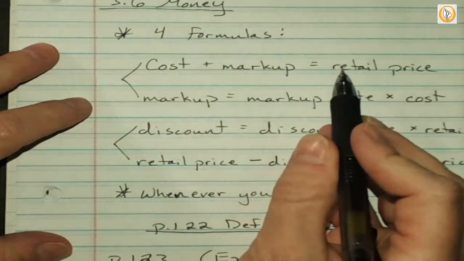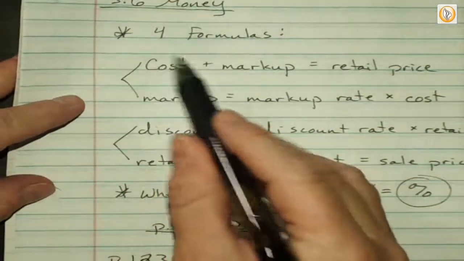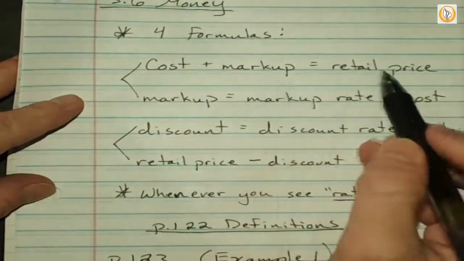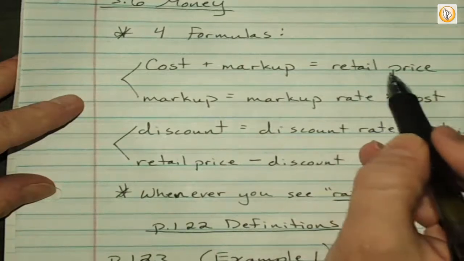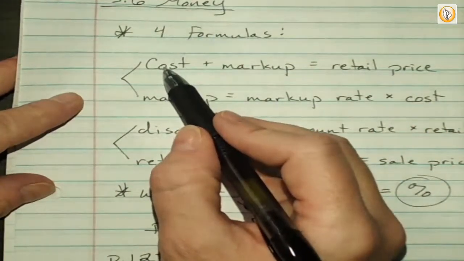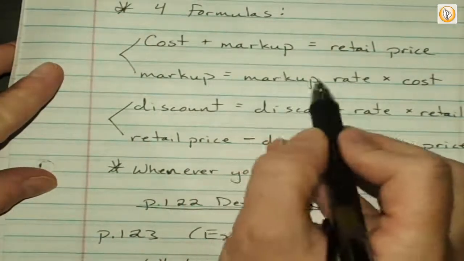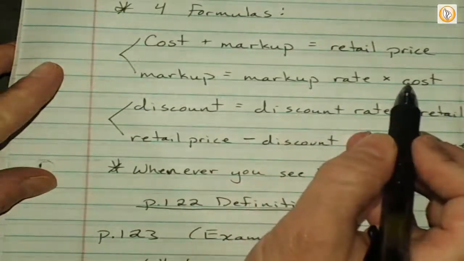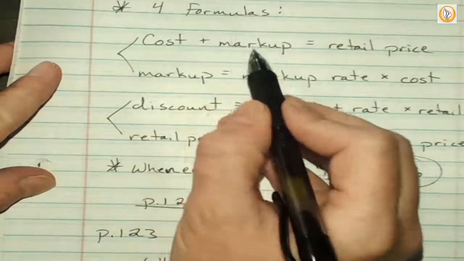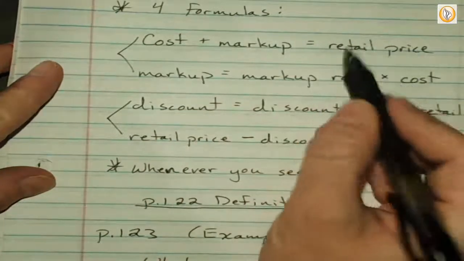Equals retail price? Okay, the problem with that is, what information did they give us? They gave us cost, right? Did they give us the actual markup? And we're looking for retail price, so all I have is cost, right? But we can use this one, correct? Because they gave us the rate and they gave us the cost. That would give us the markup. Then we can plug it in here to find our ultimate goal.